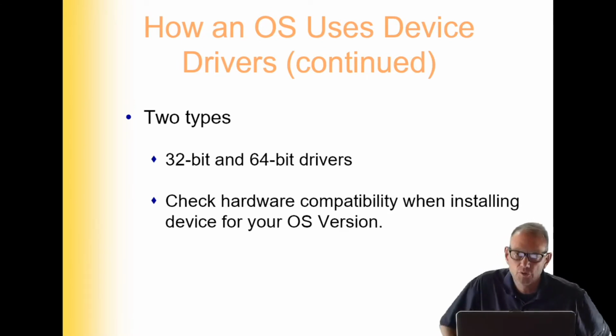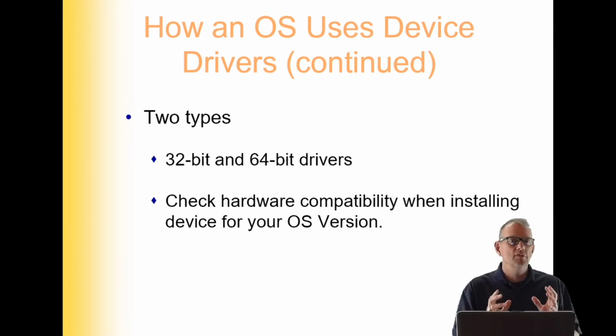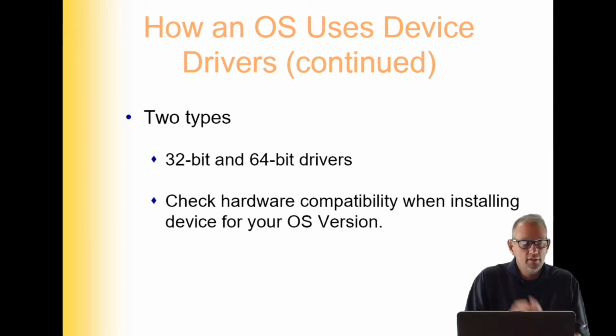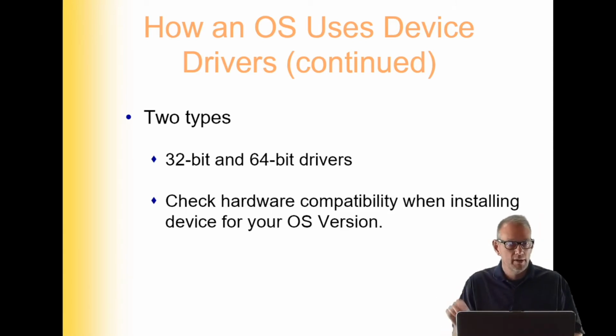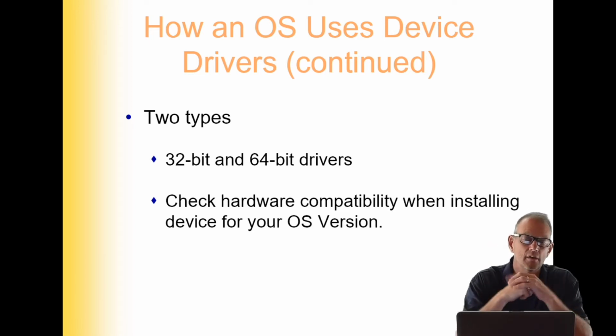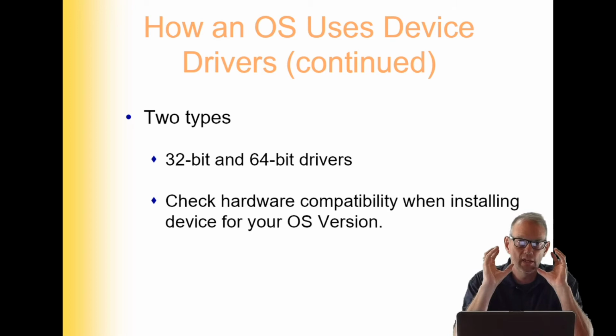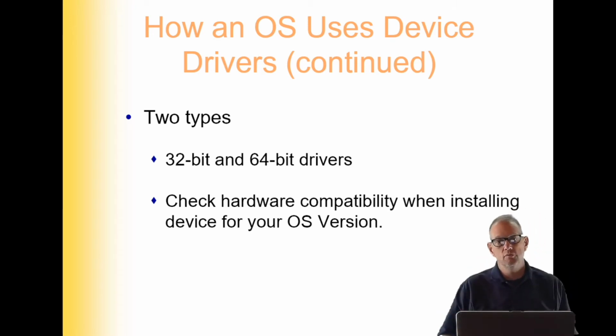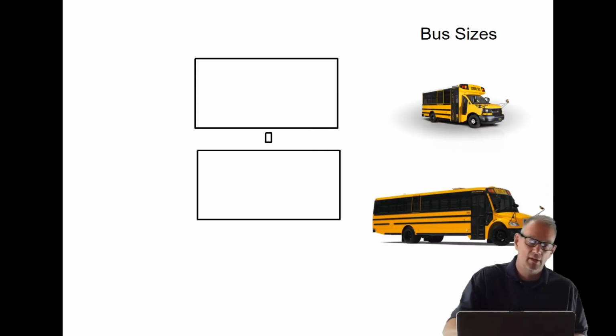There's also two types of drivers. Even for Windows 10, there's 32-bit and 64-bit drivers. And we're going to talk about what the difference is here in just a second. But whenever you get a device, you need to make sure it's compatible with your operating system and your bit, the width of the bus that you have it installed for. What does that mean? Here's a little terrible graphic.